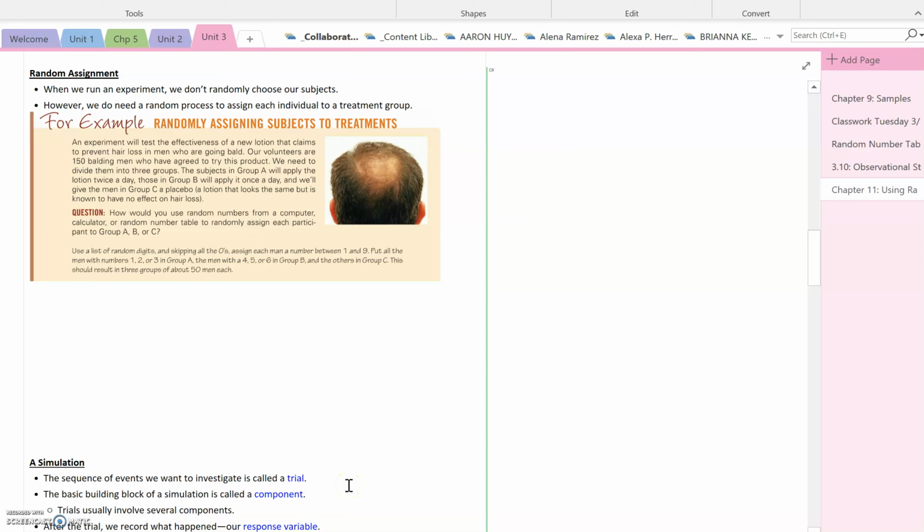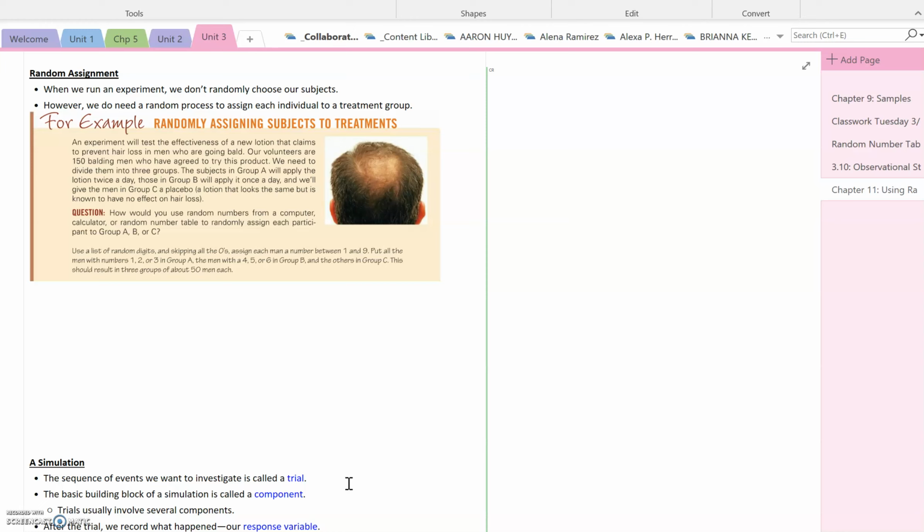Okay, so now that we've talked about random sampling, let's talk about random assignment. When you run an experiment, you can't randomly choose your subjects, right? People have to volunteer to be a part of your experiment. Nobody is getting forced against their will to eat dog food and see if that affects a human. Nobody wants to do that. Well, some people maybe want to do that, but you have to ask for people. People have to volunteer to be a part of experiments.